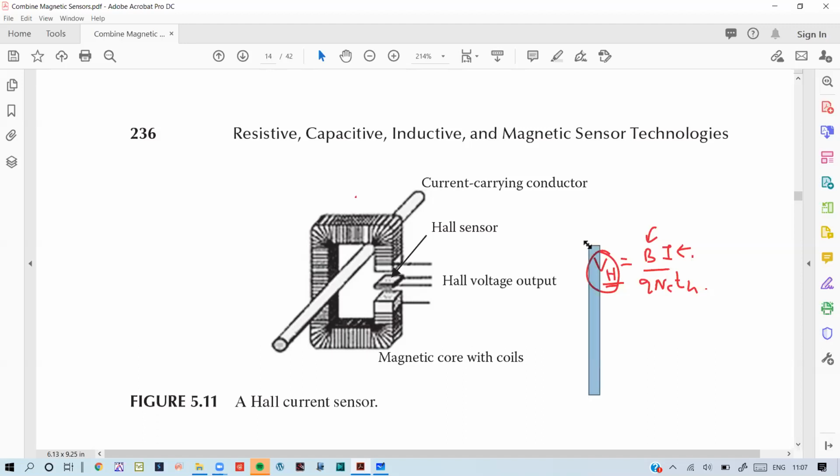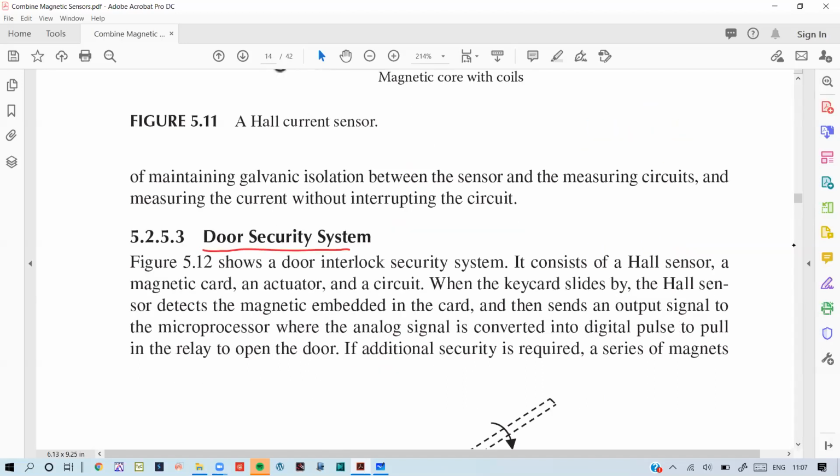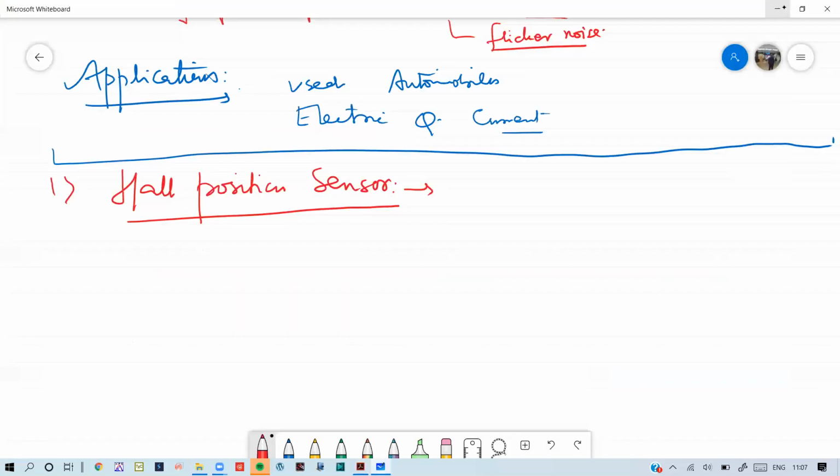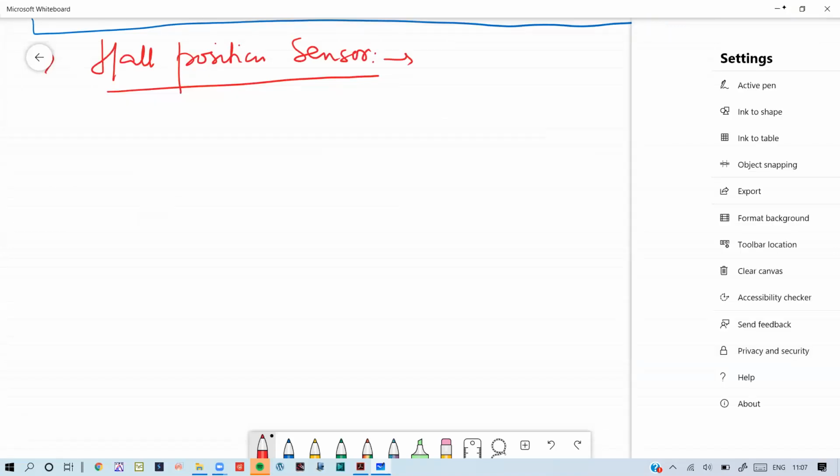There is another application, a door security system. I will give it to you. Check it at home and do it here, and see how it works. Now, this is the Hall effect we have discussed: its working principle, applications, characteristics, and how it can be used. And there is one more example, that door lock system. Please do it and see how it is working.